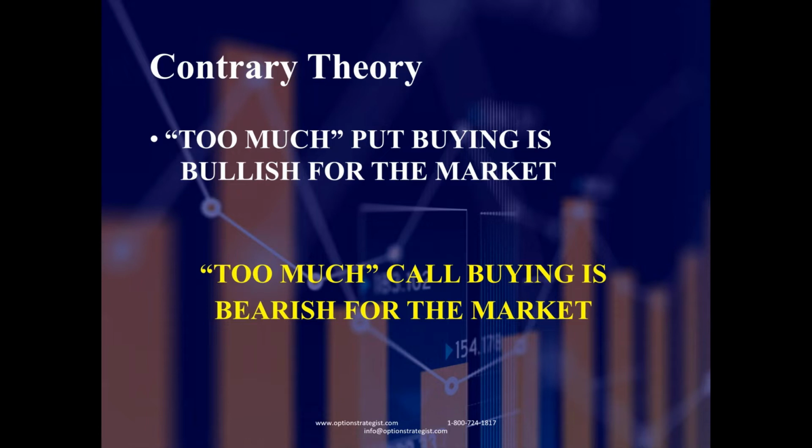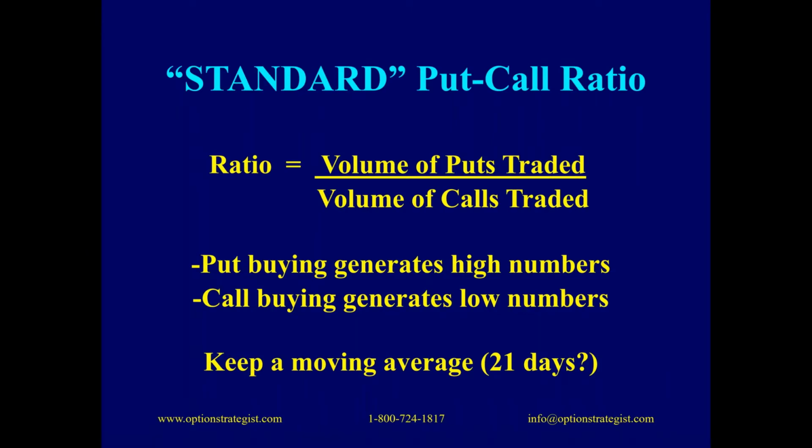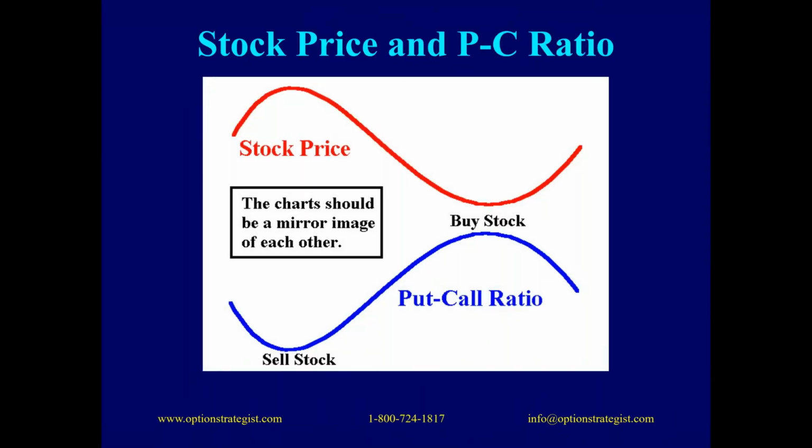In any case, we try to define what too much is. Very simplistically, let's say it's the end of the day, we sum up the volume of all the puts in IBM, and then sum up the volume of all the calls in IBM, divide the two, that's a put-call ratio. So put buying generates higher numbers, obviously, since it's in the numerator of the fraction, and heavy call buying, or increasing call buying, generates lower numbers because it's in the denominator. We use a 21-day moving average, just in case there's something to Fibonacci. And typically, a put-call ratio chart should look like this: an inverse relationship between the stock price and the put-call ratio.